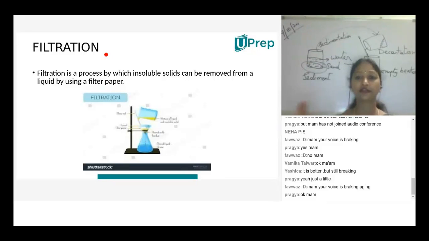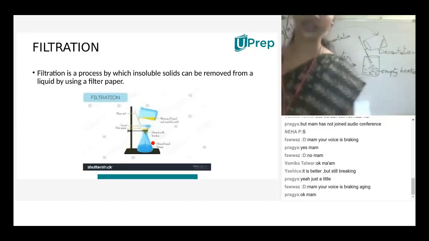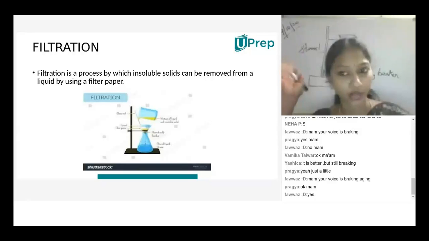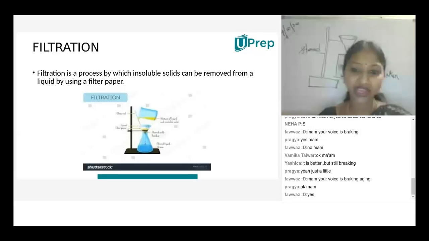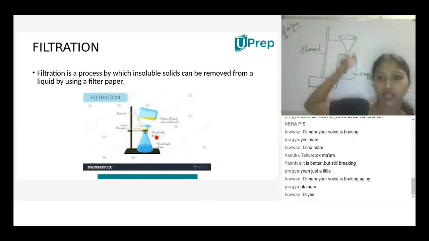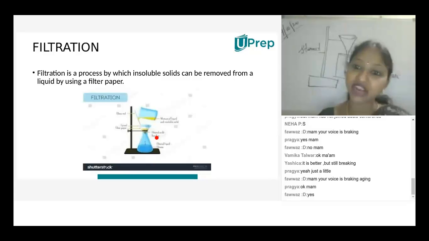So this is a simple setup for the filtration process. Filtration is nothing but separating solid from liquid. So this is a general setup. We can see it here. The stand is used to hold the funnel like this. Okay, this is the funnel. In that funnel, we take the filter paper.